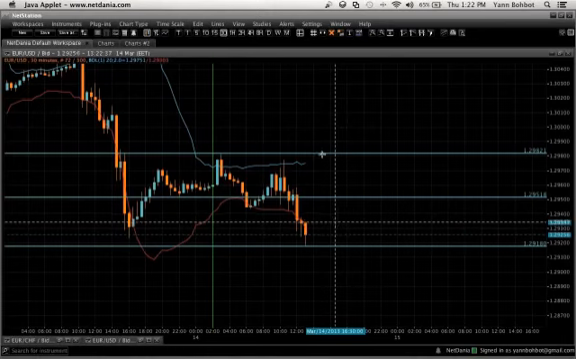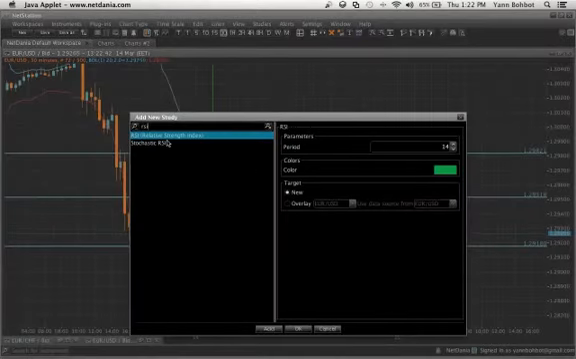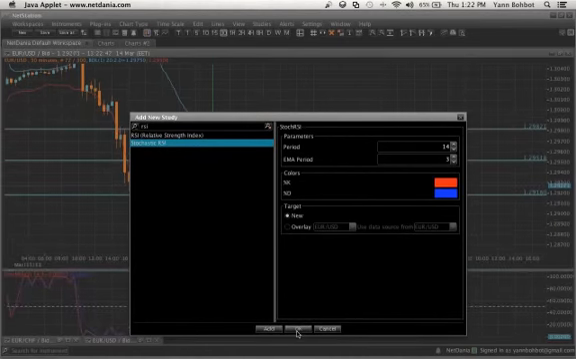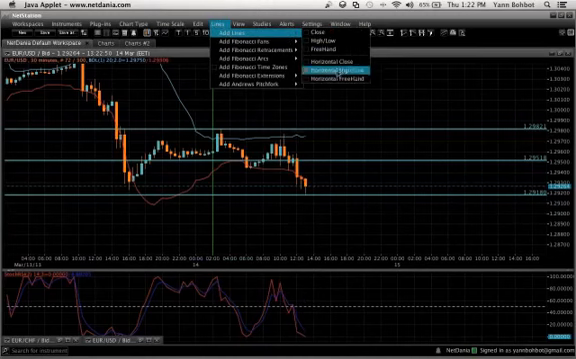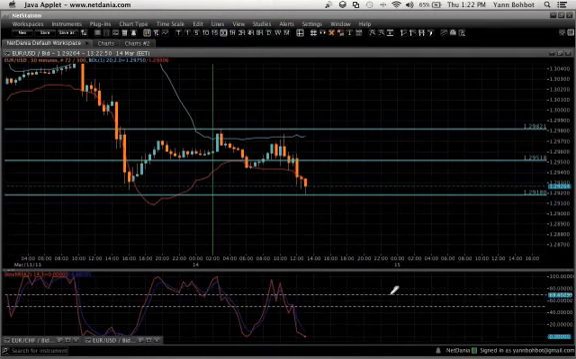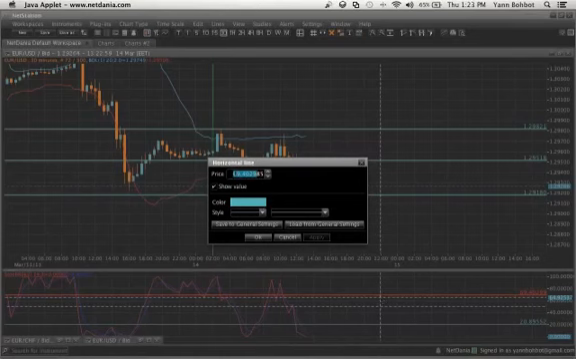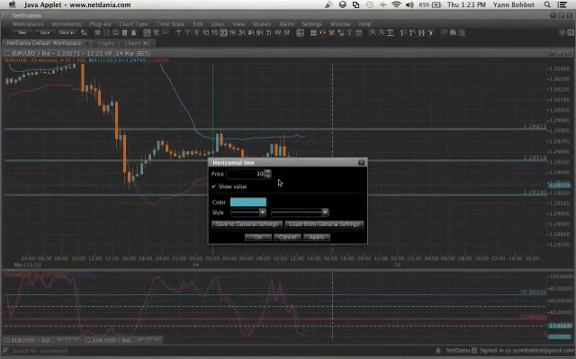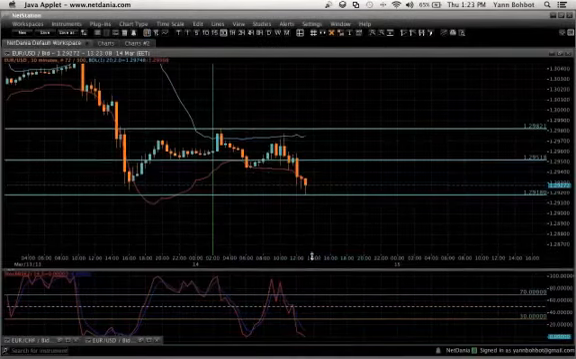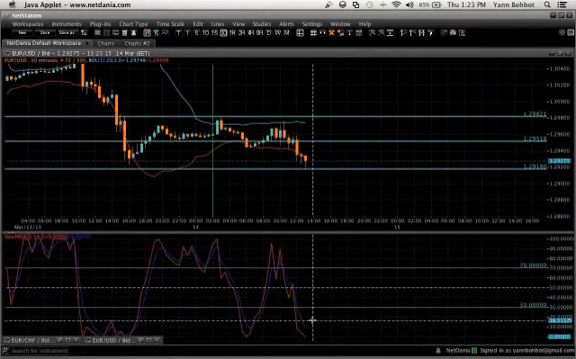Next, what's my stochastic RSI telling me? Okay, let's put my lines, like we said before. On 70. And on 30. Okay. My stochastic RSI is telling me that we're still looking at a sell position.